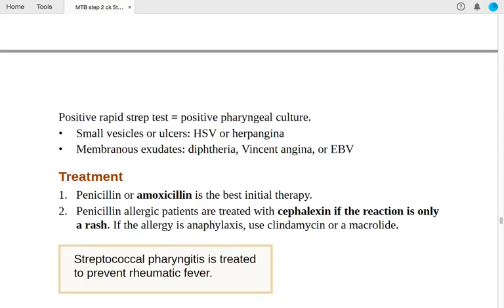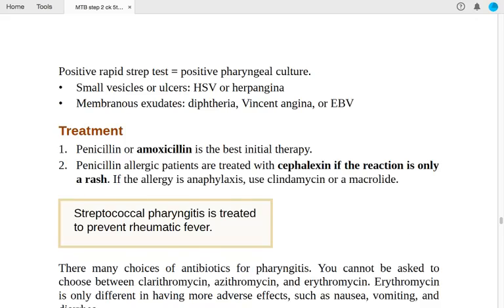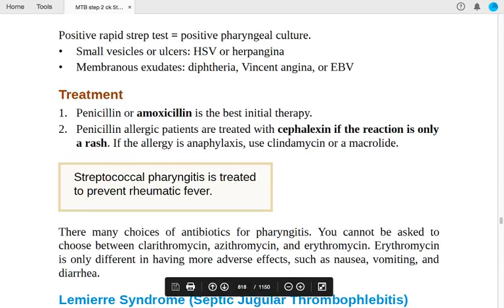Now, small vesicles or ulcers, if they are there, it's a case of herpes simplex virus or herpangina. If there is membranous exudate, then you should always consider diphtheria, Vincent angina, or Epstein-Barr virus infection, right? So Epstein-Barr virus infection, Vincent angina, diphtheria, if there is membranous exudate, we are going to see on pharyngeal cultures. Now for the treatment part, penicillin or amoxicillin is the best initial therapy.